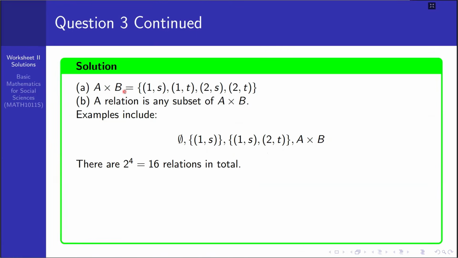We know that the maximum number of subsets of any finite set is 2 to the power of the number of elements of the given set. We have the number of elements of A cross B is 4, so 2 to the power of 4 is 16. Sixteen relations can be constructed based on the given sets A and B.